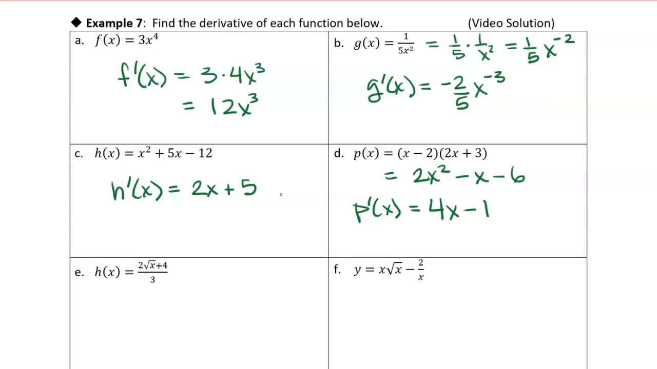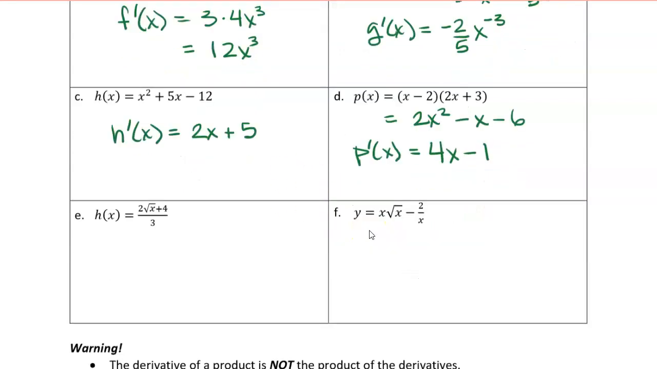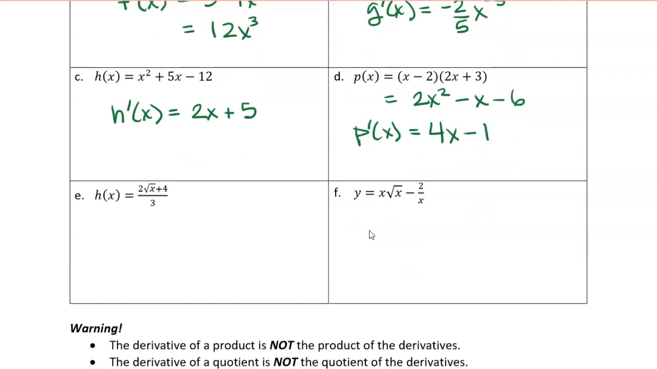Now we've taken the derivative, but we had to turn that product, right, into a polynomial in order to do that. Don't get trapped into taking the derivative of each factor in the product. That doesn't work. All right, so here's another one.